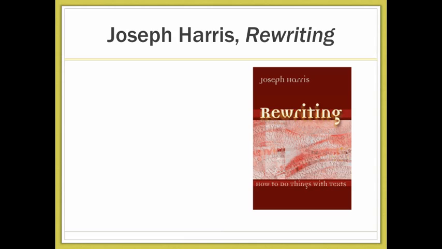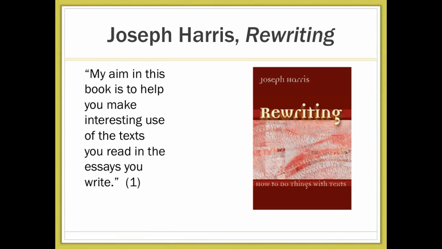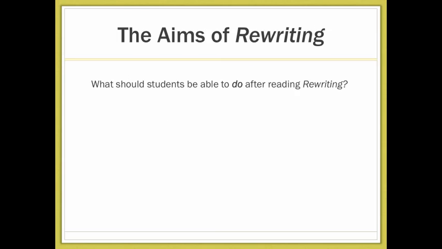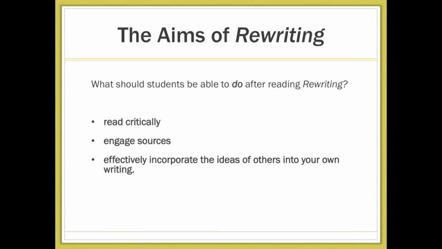In his introduction to rewriting, Joseph Harris says, "My aim in this book is to help you make interesting use of the texts you read in the essays you write." Harris's book then seeks to help you do something in your writing. He outlines a way to read critically, to engage sources, and effectively incorporate the ideas of others in your own writing. Those are also the things that you'll practice doing throughout the semester in English 101, beginning with the summary paper. In academic writing, your writing nearly always involves using texts in the essays that you write, so Harris's aim matches one of the aims of the course.